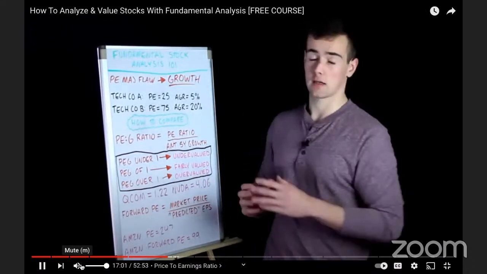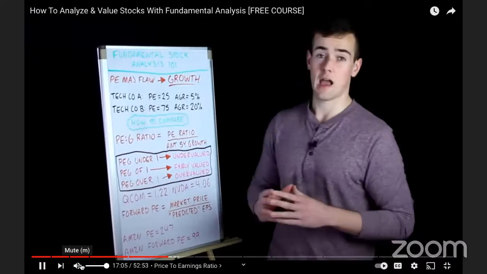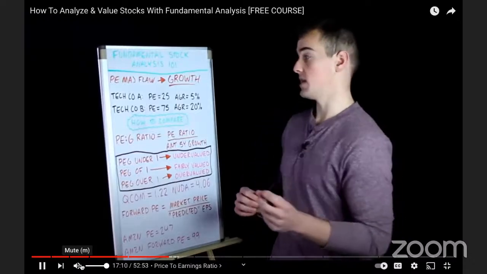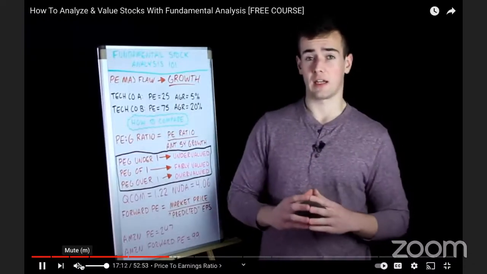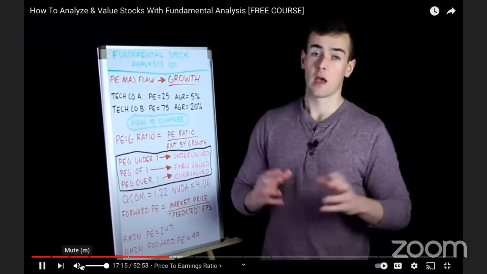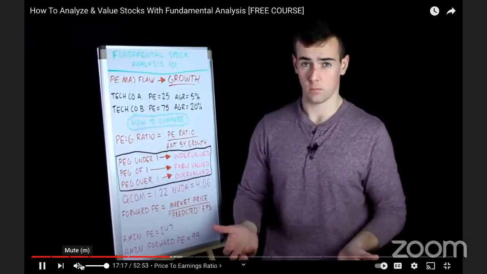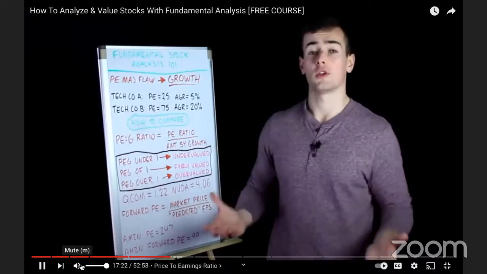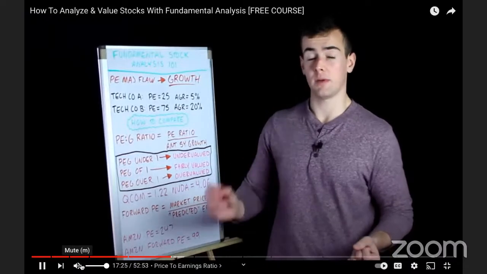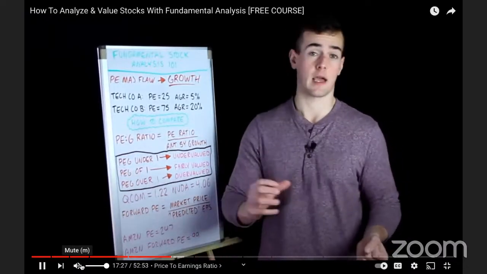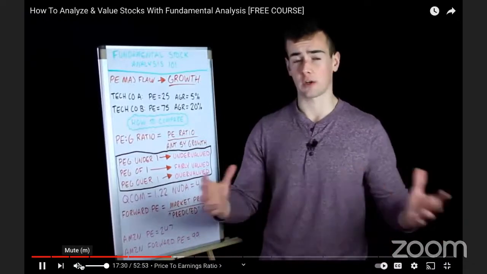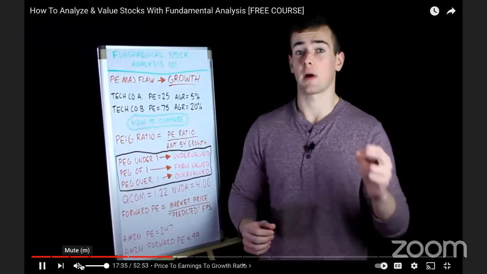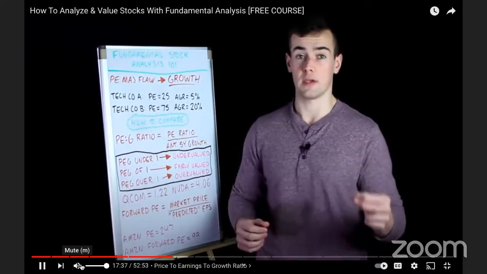Let's say tech company A has a PE ratio of 25, but they have an anticipated growth rate of 5% per year, while tech company B has a PE ratio of 75, but they have an anticipated growth rate of 20%. So if you're looking at just the PE ratio, we would say, okay, tech company B is a lot more expensive than tech company A. But when you actually consider the fact that tech company B is going to grow a lot faster than tech company A, you have to ask yourself, how would I even compare these figures? That is where the PEG ratio comes in. And this is a much more useful tool, in my opinion, than the PE ratio alone.